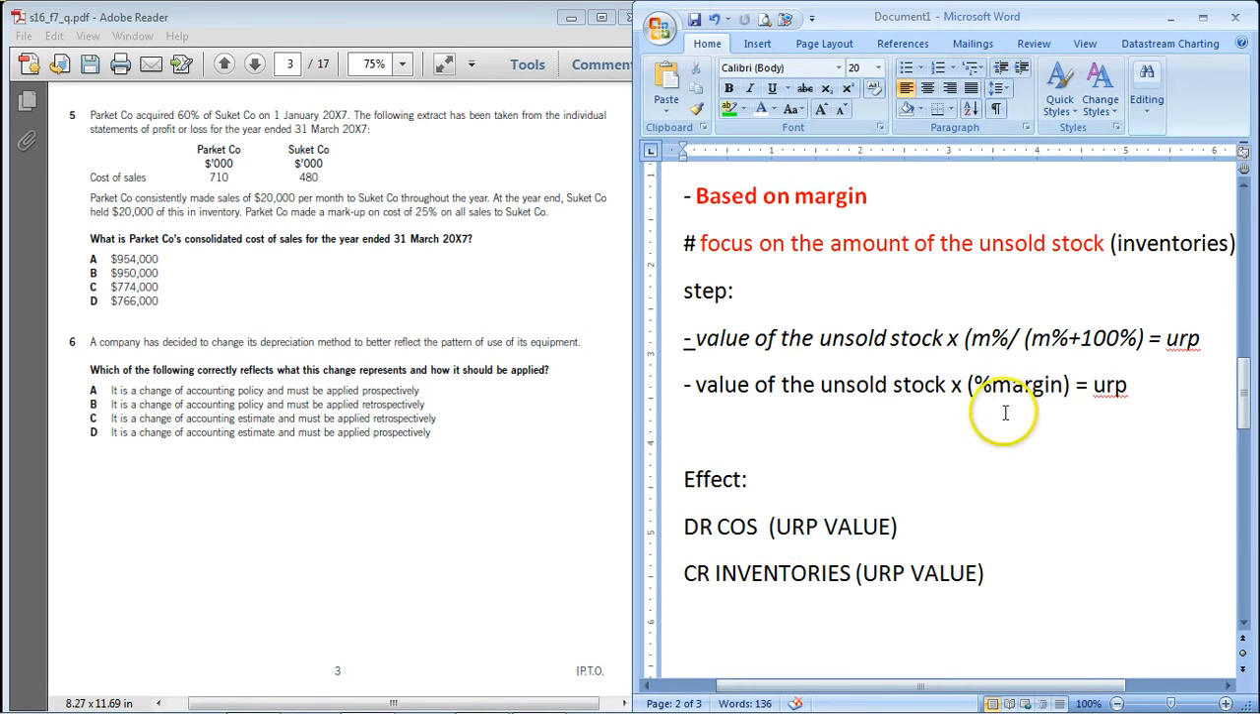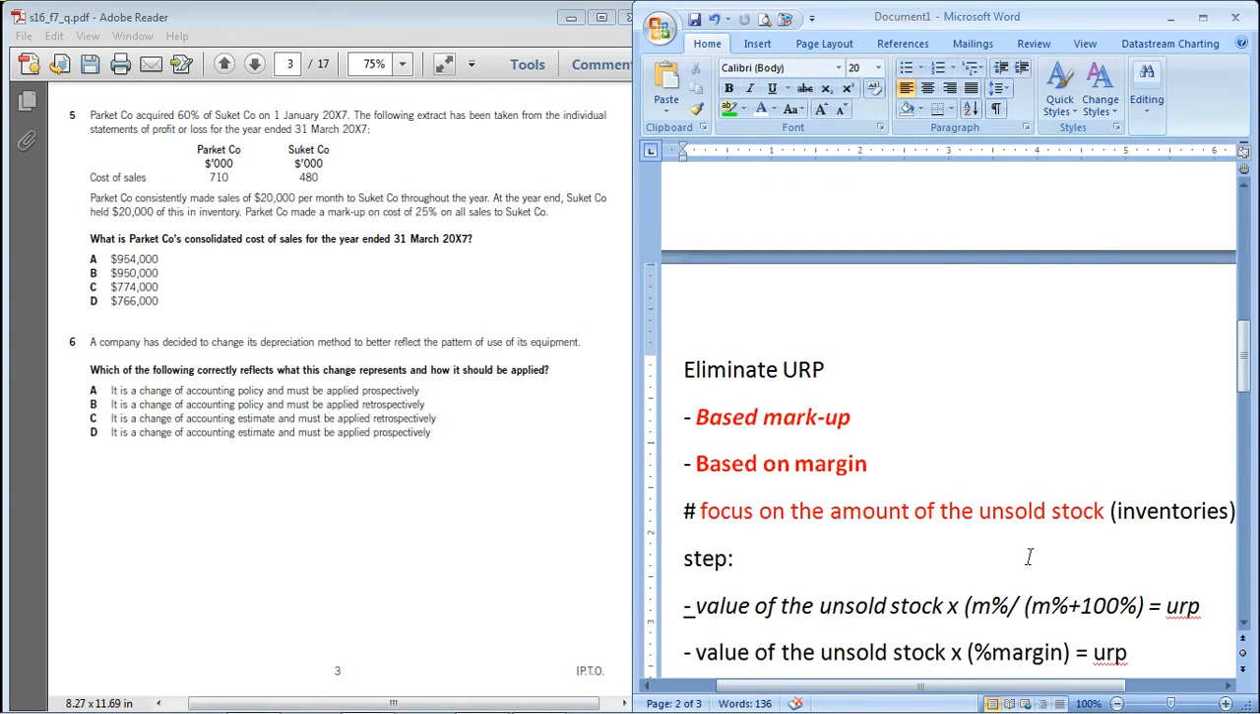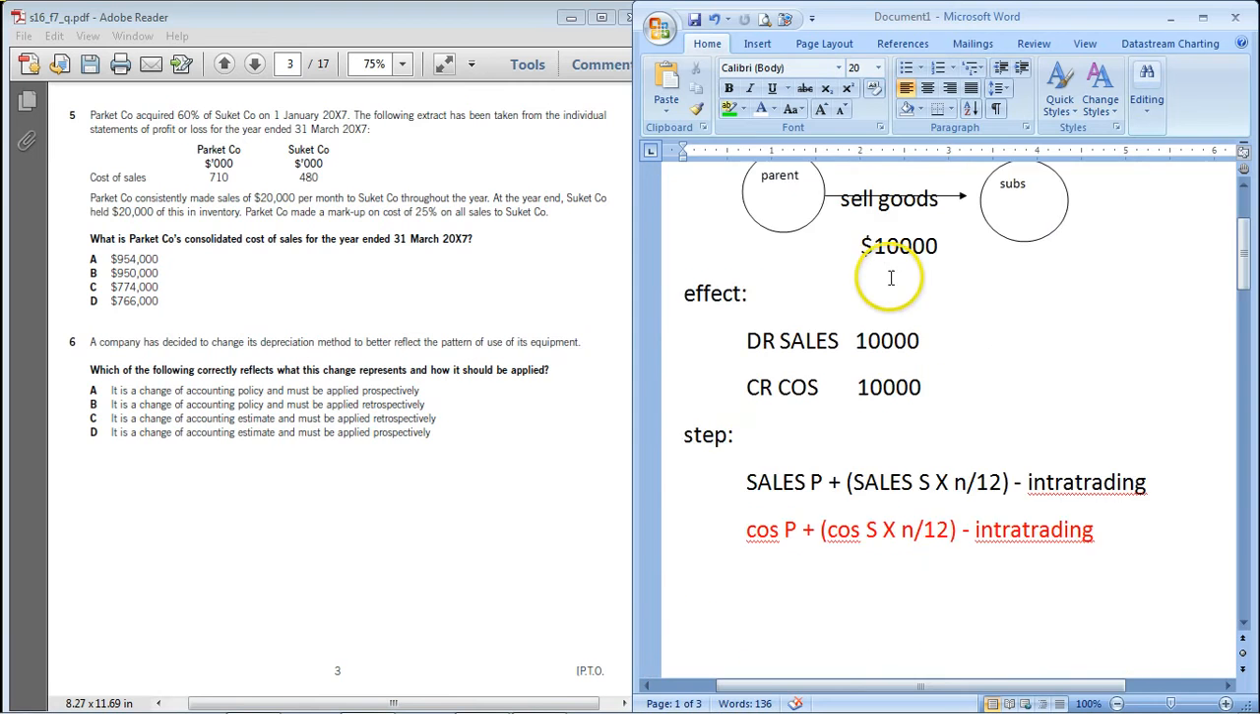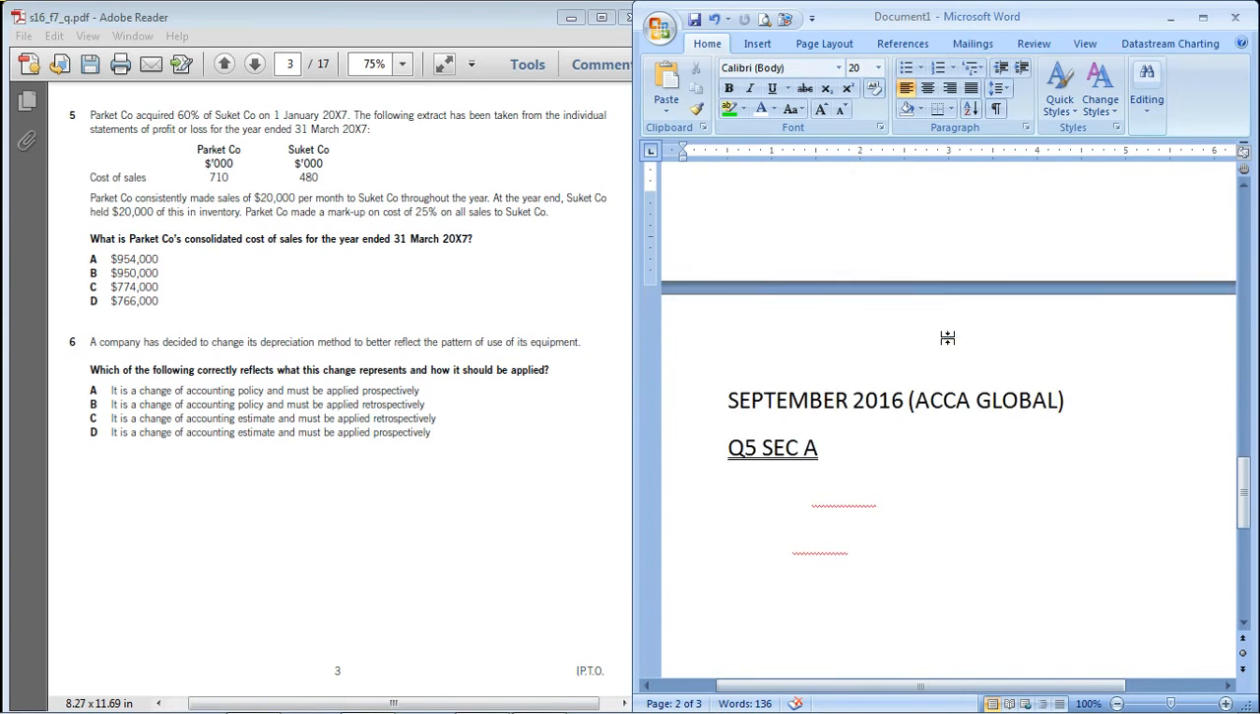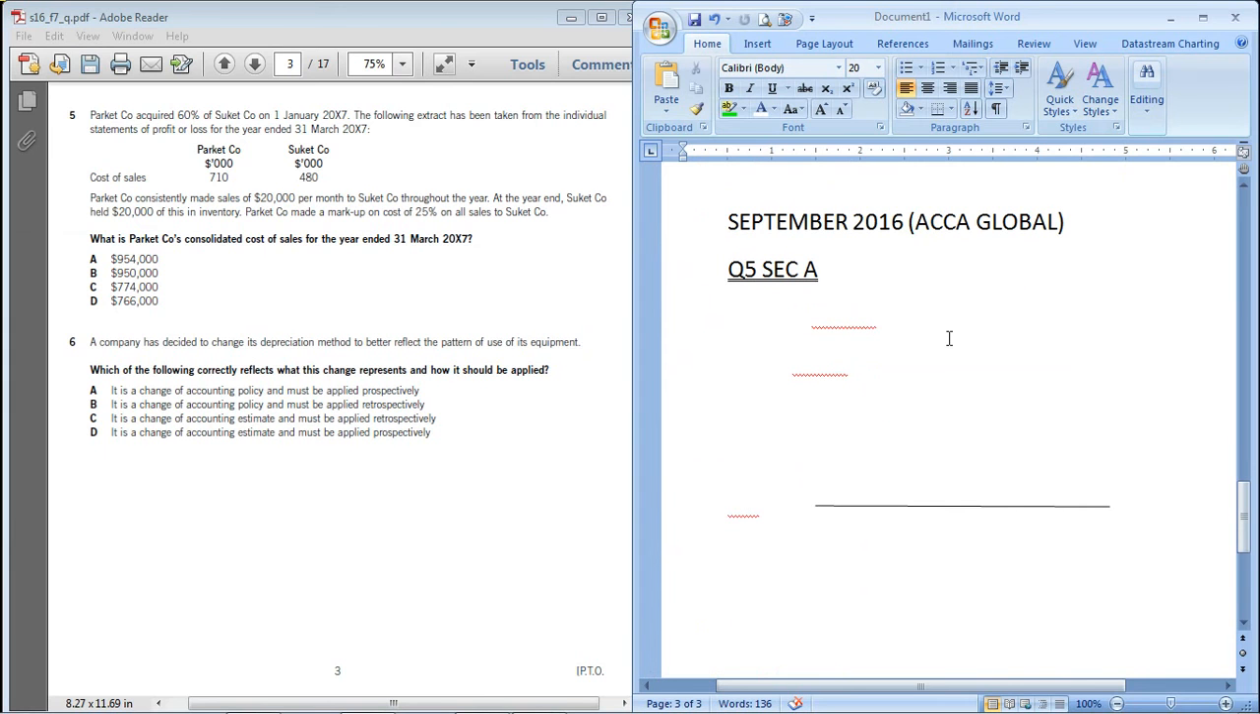Alright, so now I want to focus on applying the understanding of the calculation I've taught, eliminating intra-trading and eliminating URP. Now we are focusing on September 2016 ACCA Global Question 5 Section A. Alright, this is the question. You have to read as fast as you can and extract the information as fast as you can, and you just see the keywords only. But for this video, I will not teach you the technique of how to answer fast, but more on the knowledge, because I want you to apply it for Section C as well.